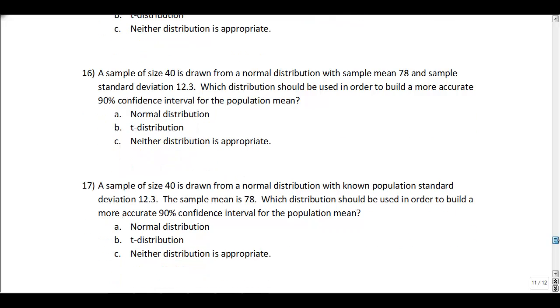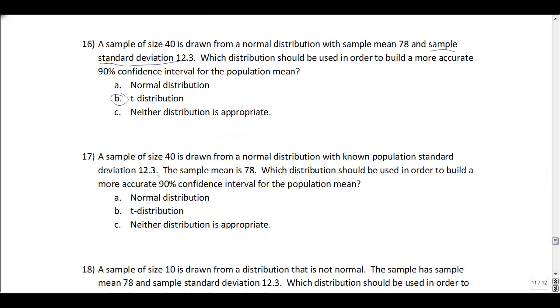Okay, next one. A sample of size 40 is drawn from a normal distribution. So big sample size, so it doesn't actually have to be from a normal distribution here. Sample mean is 78. Sample standard deviation here is 12.3. And we want to build a 90% confidence interval. Because we have a sample standard deviation and not a population standard deviation, answer is B. We use a t distribution.